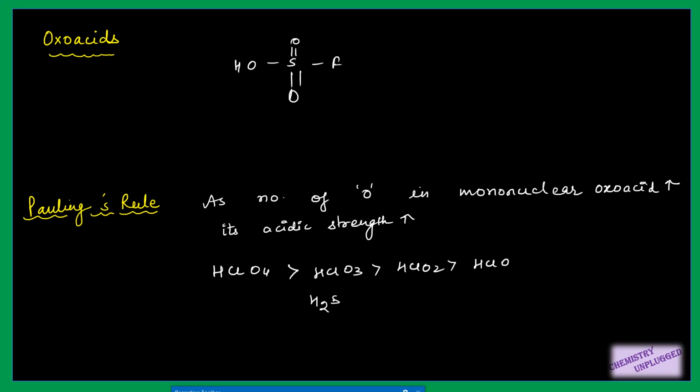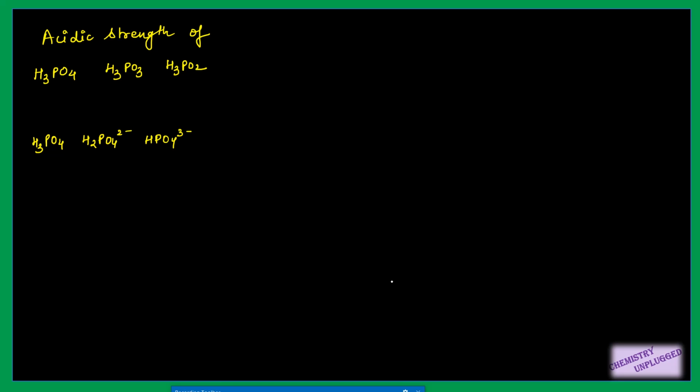Similarly, sulfuric acid H2SO4 is much stronger than H2SO3. HNO3 is stronger than HNO2. We can explain all these. But in case of oxo acids of phosphorus, this concept fails. We cannot apply this concept to the acidic strength of oxo acids of phosphorus.